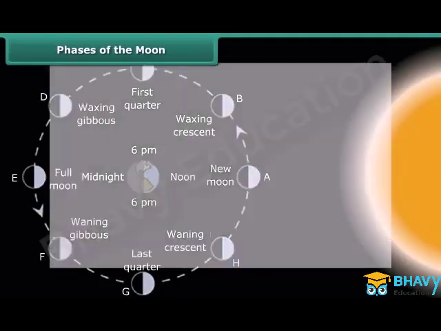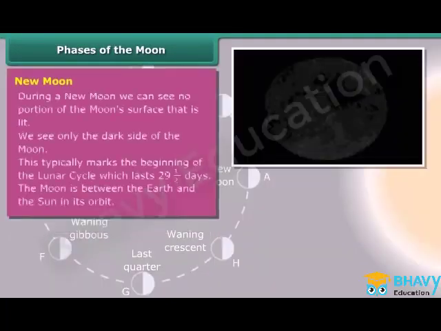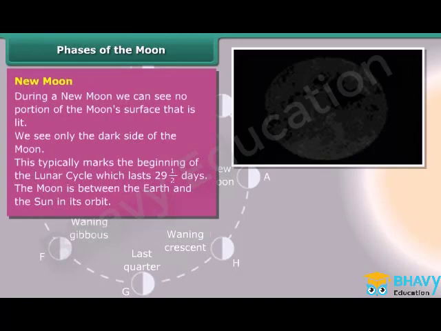Phases of the moon. New moon. During a new moon, we can see no portion of the moon's surface that is lit. We see only the dark side of the moon. This typically marks the beginning of the lunar cycle, which lasts 29.5 days. The moon is between the earth and the sun in its orbit.